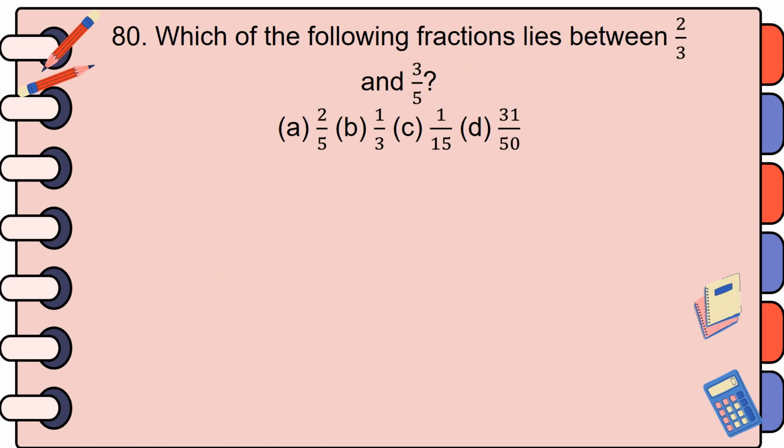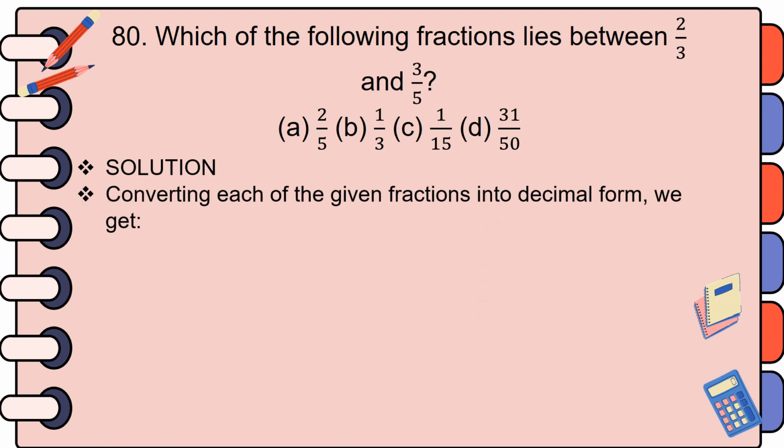Question number 80. Which of the following fractions lies between 2 over 3 and 3 over 5? Again, here you are given fractions 2 over 5, 1 over 3, 1 over 15, and 31 over 50. Among these fractions, you have to find out the one that lies between 2 over 3 and 3 over 5. So find out the answer for this question on your own first. Try it. Okay, let me show you the solution.